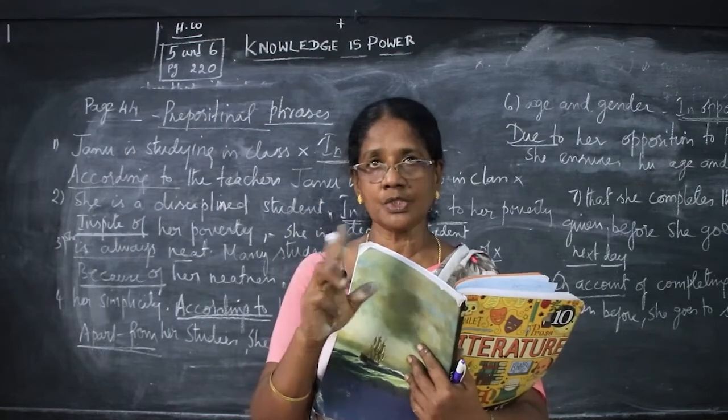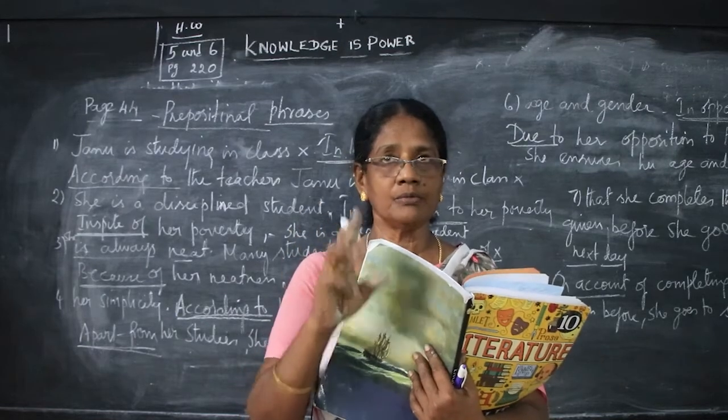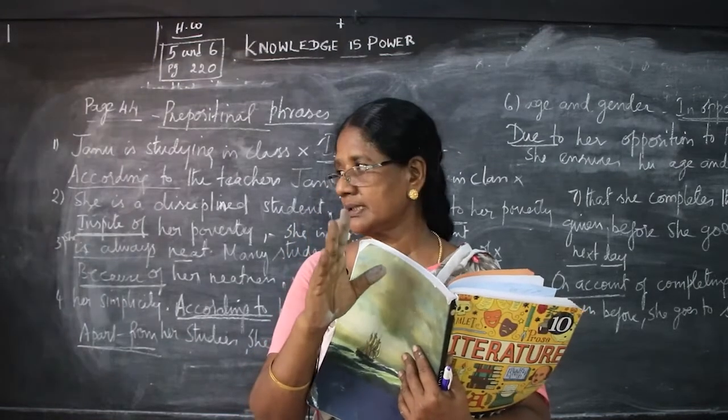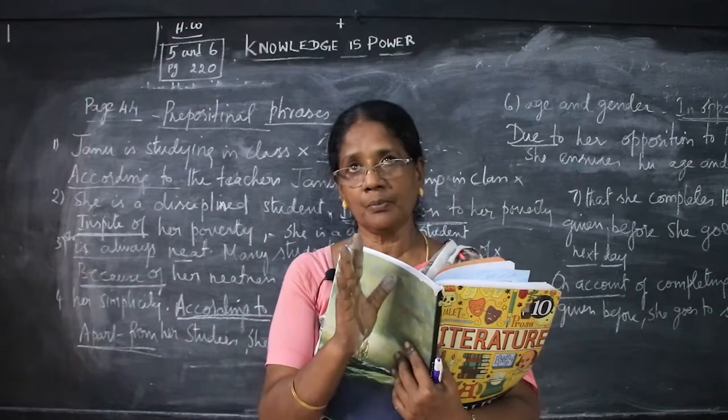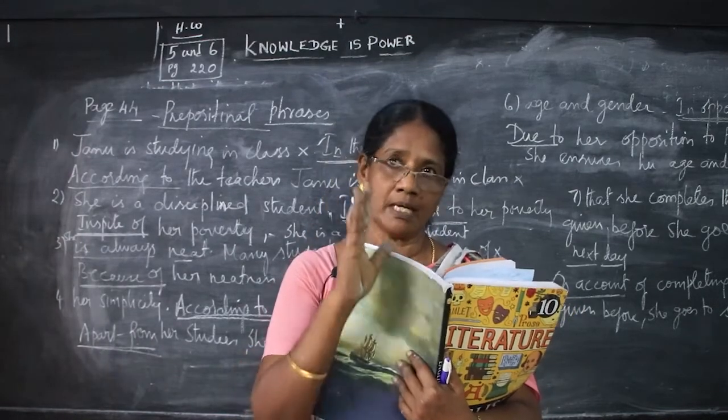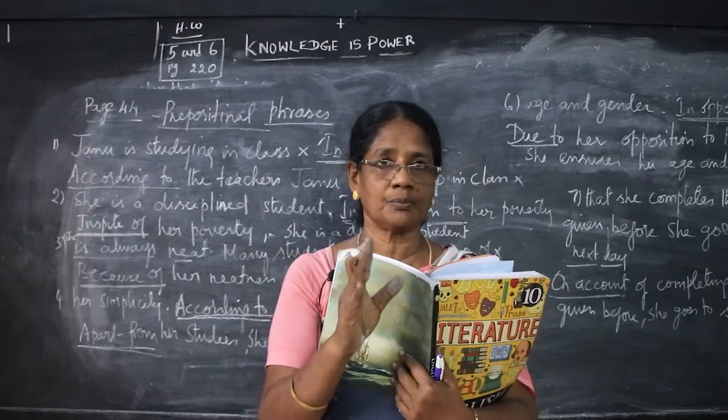The first unit is completely over. You have to learn everything, the short answers, everything connected to the prose. Then we come to the poem side, we have the appreciation and then the substance of the poem.